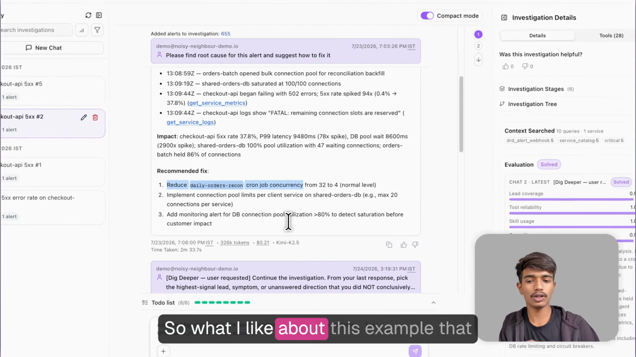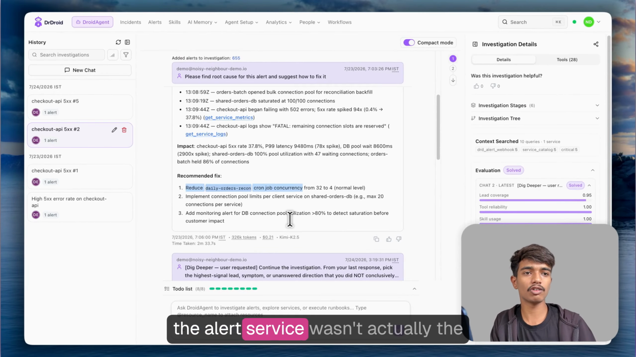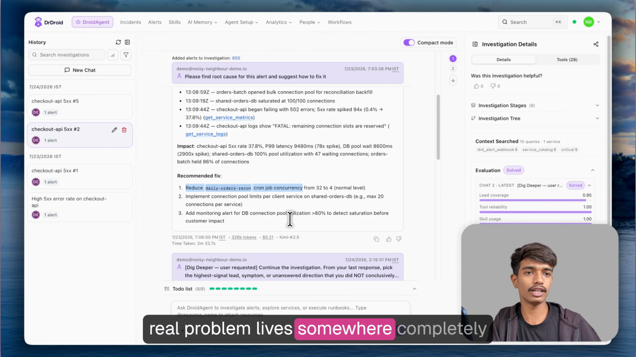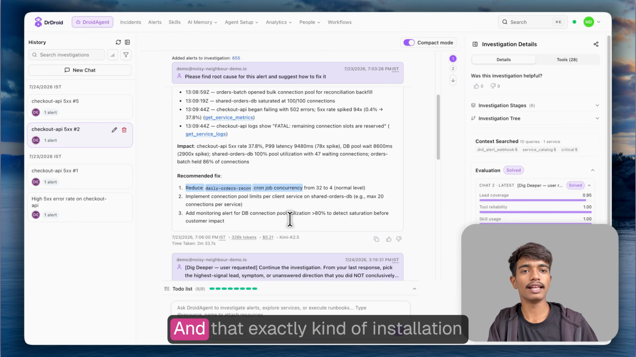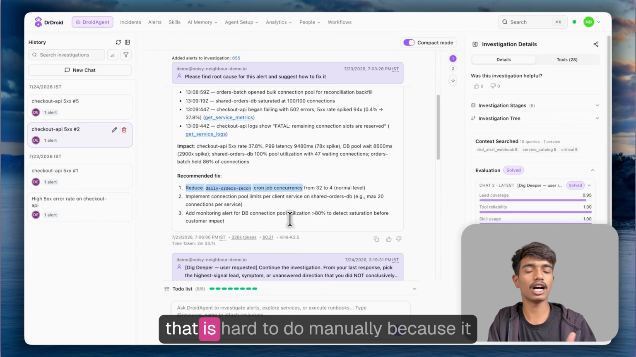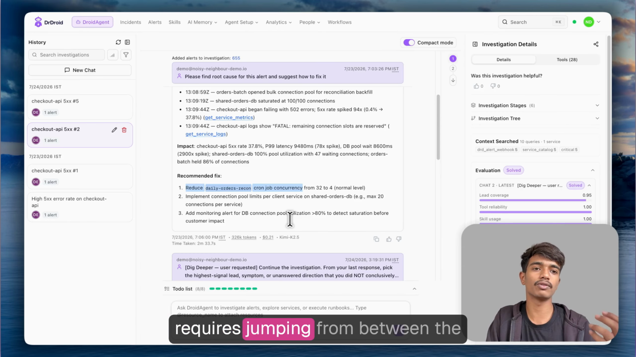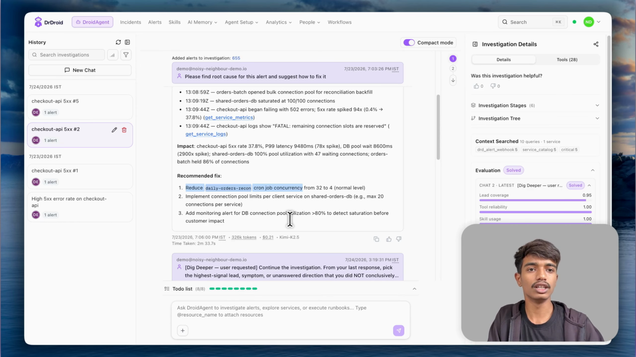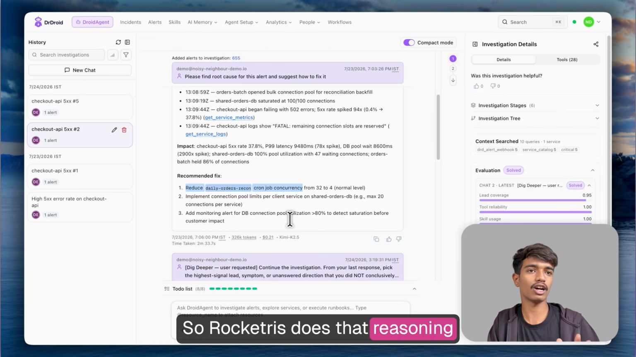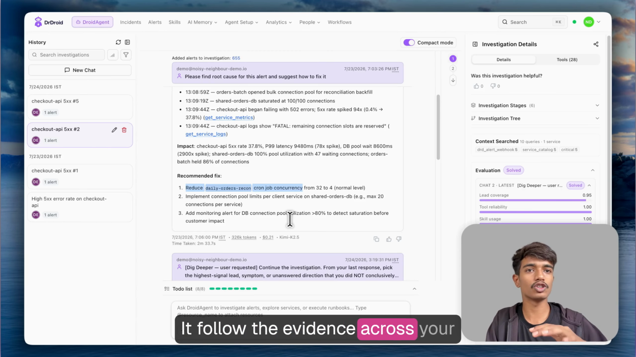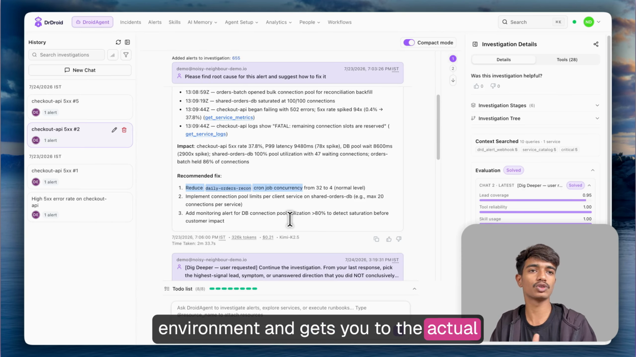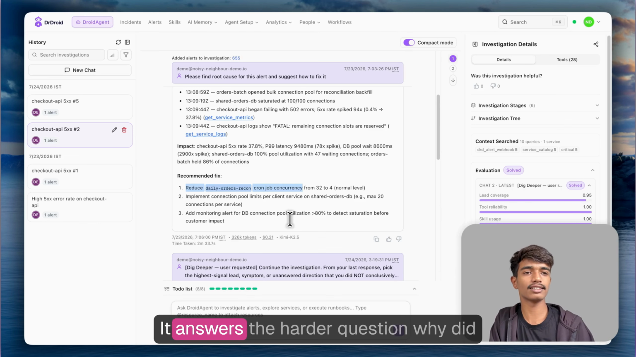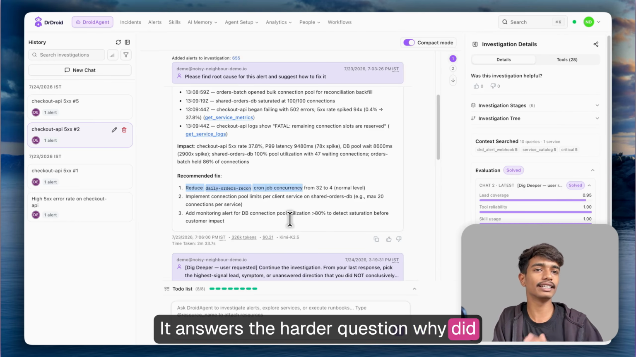What I like about this example is that the alerting service wasn't actually the broken service. The real problem lives somewhere completely different in the system, and that's exactly the kind of investigation that is hard to do manually, because it requires jumping between dashboards, logs, and your infra tooling. DrDroid does the reasoning automatically. It follows the evidence across your environment and gets you to the actual root cause much faster. Instead of asking what is broken, it answers the harder question: why did this actually break?